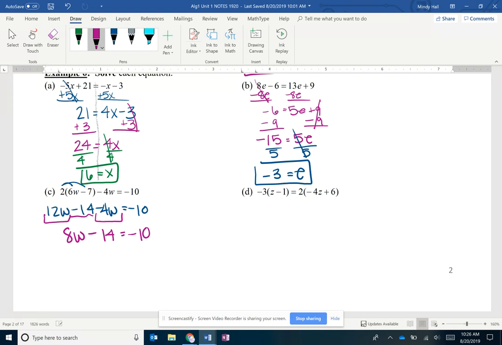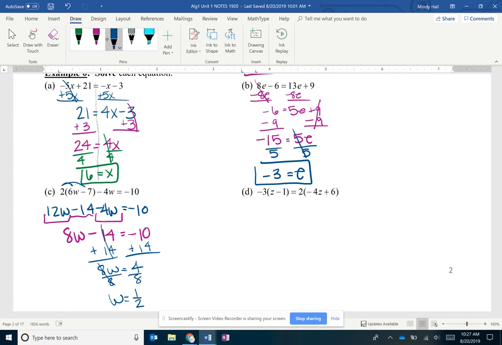So then to solve this, I'm going to add 14 to both sides. And we get 8w equals, let's see, negative 10 plus 14 gives you a positive 4. And then we divide by 8. And w equals 1/2. And the reason why I'm hesitating is because on another key I saw, the answer was not 1/2. So I'm just going to double check this real quick.